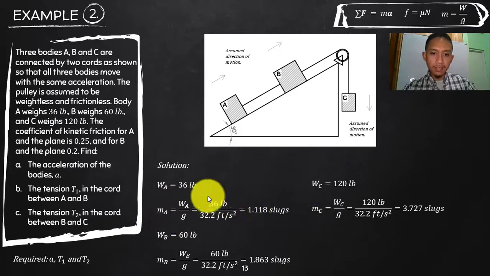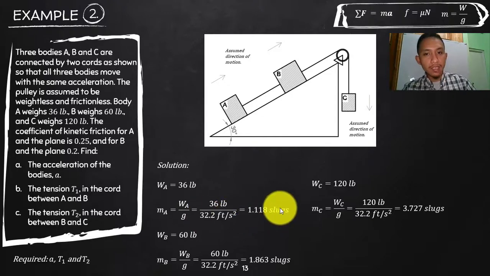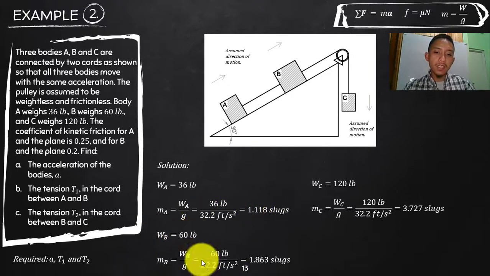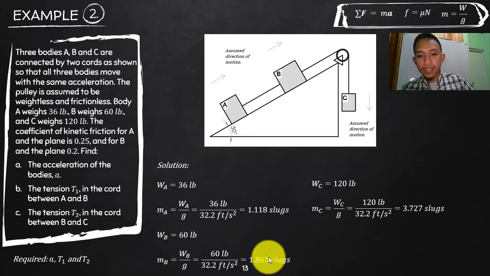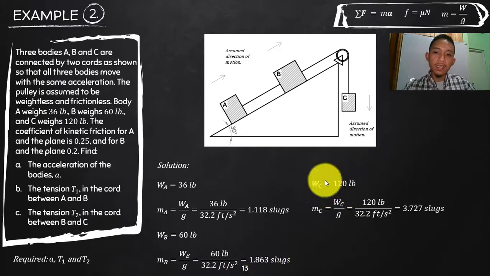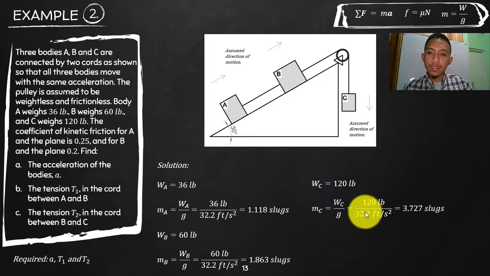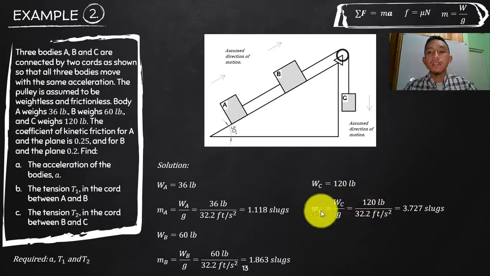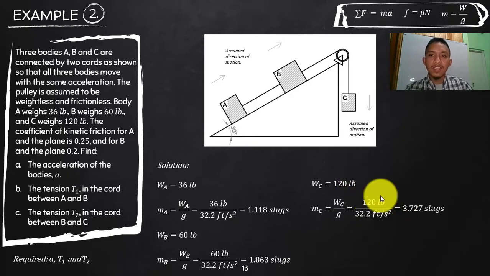Okay, so solving your masses. So mass A, 36 divided by 32.2 is 1.118 slugs. And your B, 60 divided by 32.2 is 1.863 slugs. And then the weight of C, or mass of C, is 120 divided by 32.2 is 3.727 slugs. So those are the masses. We need that one in your F is equal to MA.